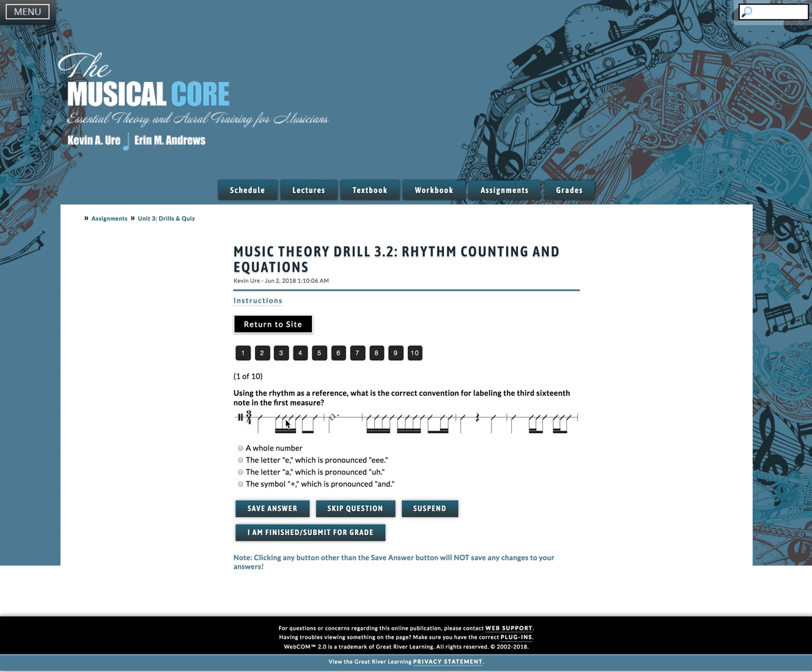Okay? So that means if I have to label the third 16th note in the first measure, I have to select the correct symbol for that. So it's 2 E and. And remember, we don't use the word and, we use a plus sign that's pronounced and. So this one would be the symbol plus, which is pronounced and.